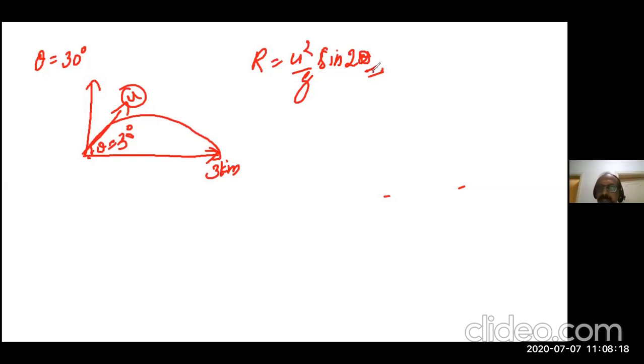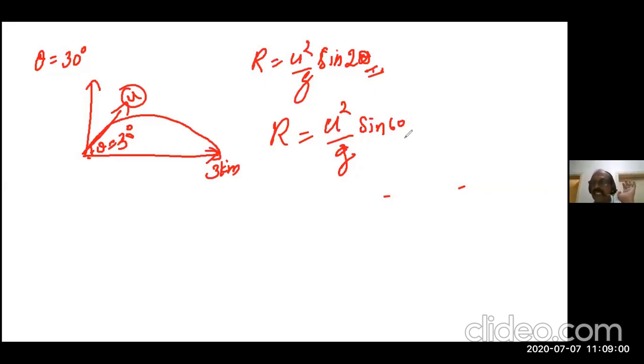Then how will you find out? R is 3 kilometers, that's given. Then sine becomes 60, sir, 2 into 30. R is equal to U squared by G into sine 60. Sine 60 is root 3 by 2. Then how will you proceed? First we have to find the value of U, then substitute to find the value of the maximum range.